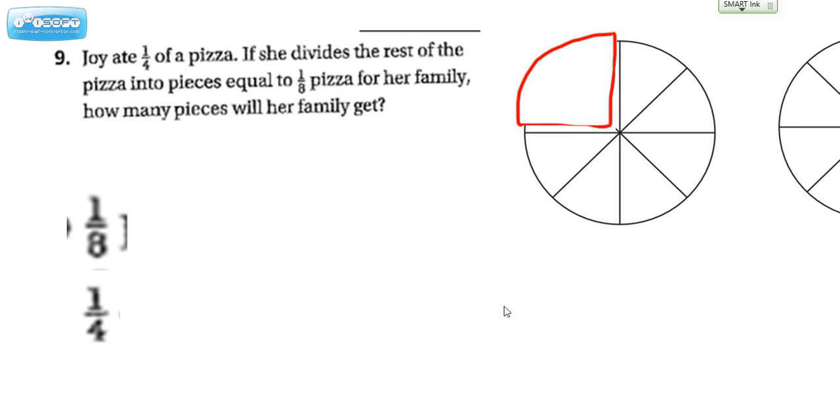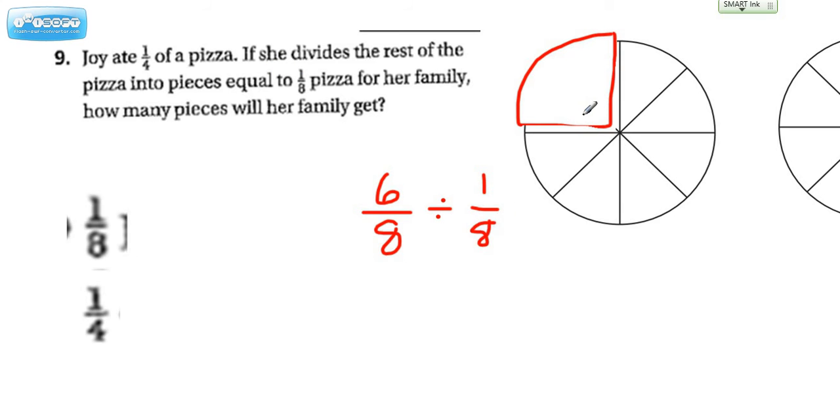All right, so let's count how many we have left, right? This represents, by the way, if we count up how many eighths we have, this is 1/8, this is 2/8, this is 3/8, this is 4/8, this is 5/8, and this is 6/8. So we're really going to take 6/8 and we're going to divide that by this because we want equal 1/8 pizzas.